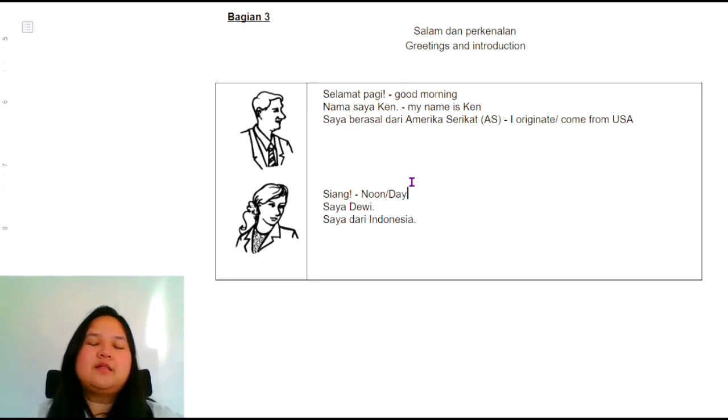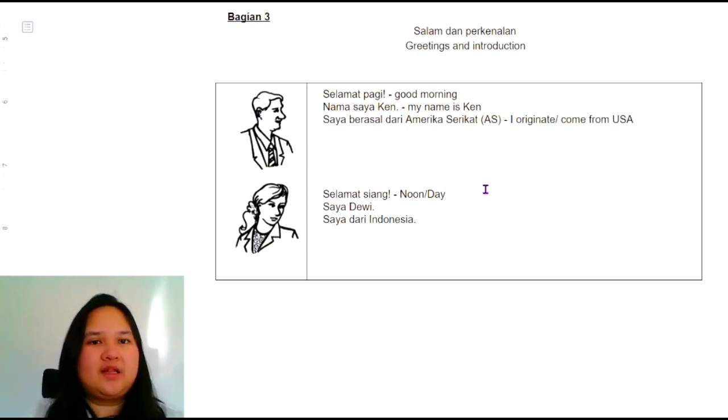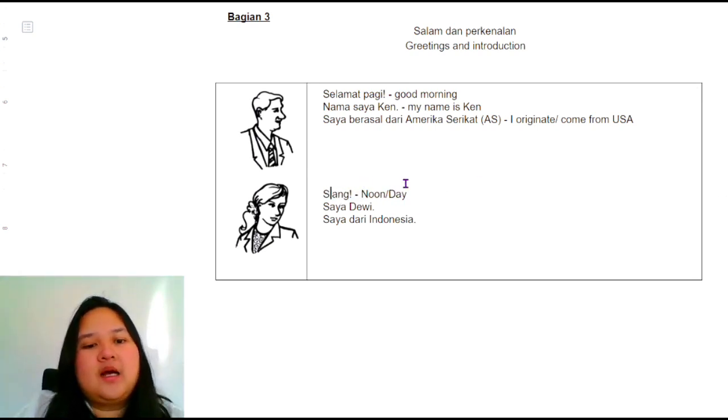So it's also possible to say like what Ken said here, selamat pagi, good morning. But you can also eliminate the selamat and instead say pagi. It's also possible to say morning instead of good morning. So it's also part of greeting as well. Here she said siang, and you can also say selamat siang. It's also fine to say that. It's quite flexible, I would say, with the Indonesian language. Alright, so siang is noon or day.